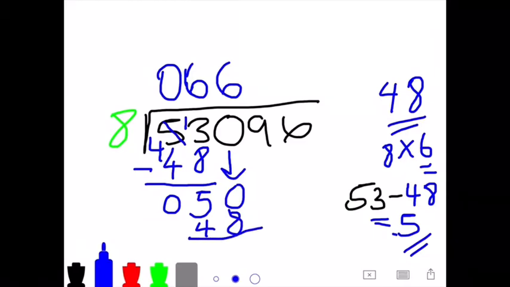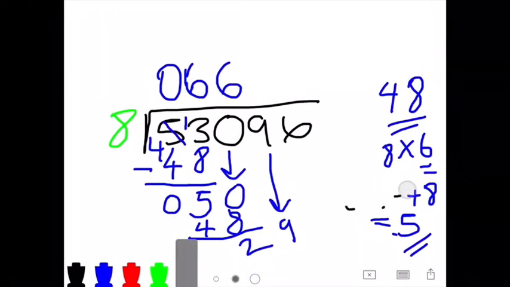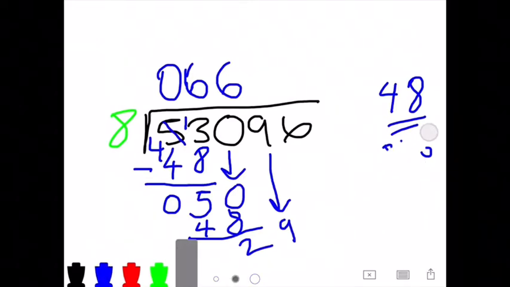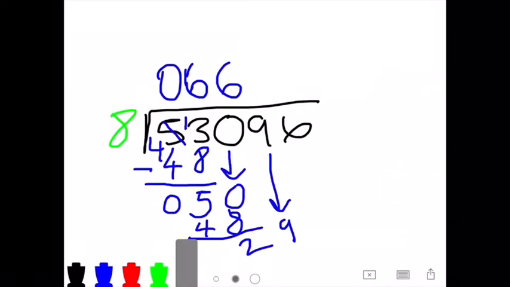You don't really need to do a whole thing. You can see it clearly. And then you drag down the 9. And 29 divided by 8, the closest number to 29 in the 8 timetable is 24, as I mentioned. And the multiple is 8 times 3, which in this case you have to put the 3 on the top, and then you subtract 24 from 29.